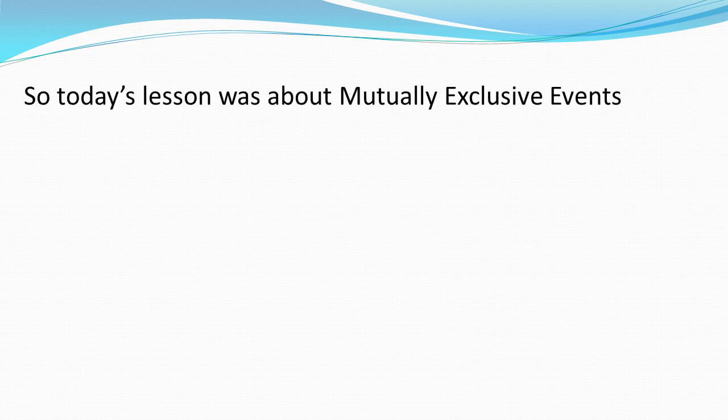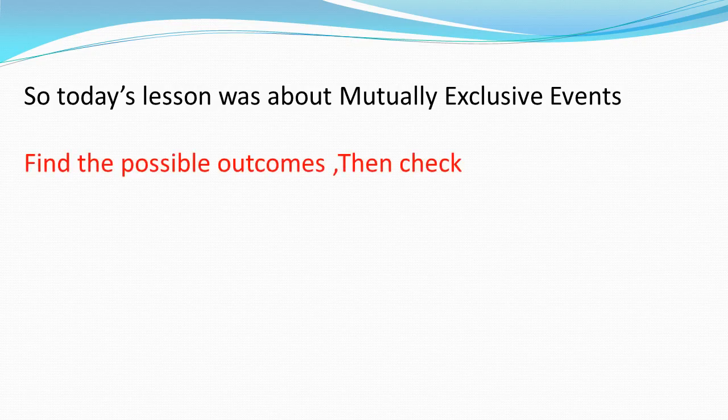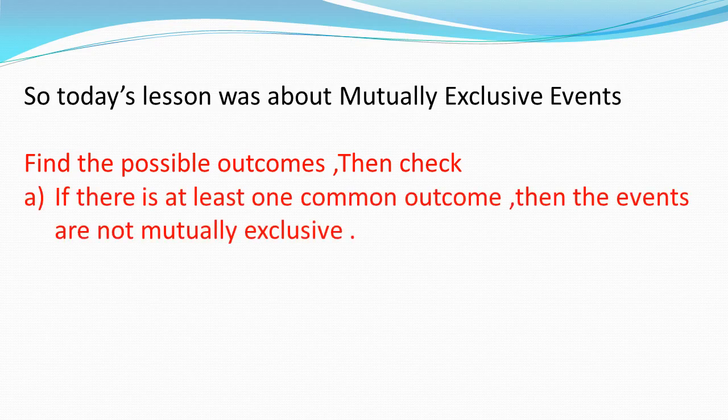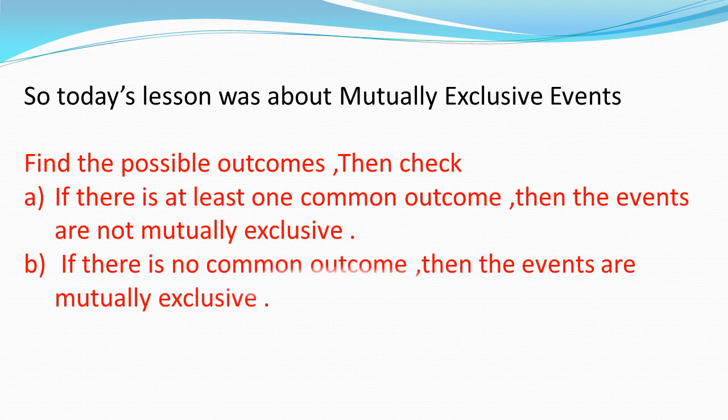So today's lesson was about mutually exclusive events, part 2. And to check, you first have to find all the possible outcomes and then check if there is at least one common outcome or more, then the events are not mutually exclusive. If there is no common outcome, then the events are mutually exclusive.